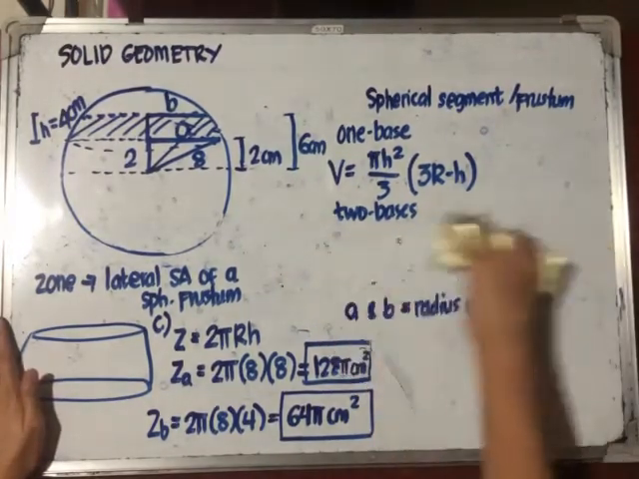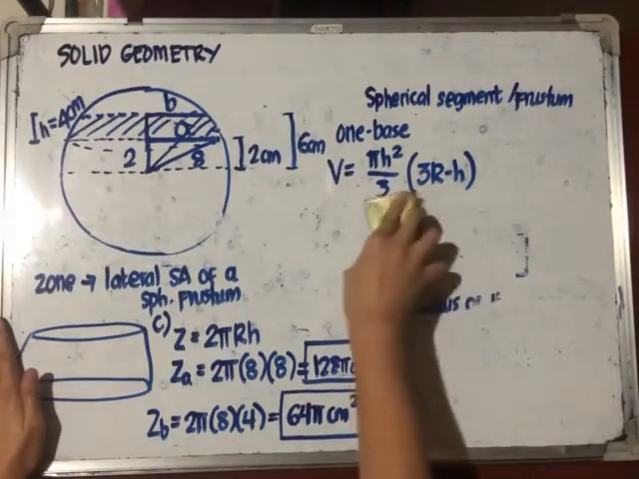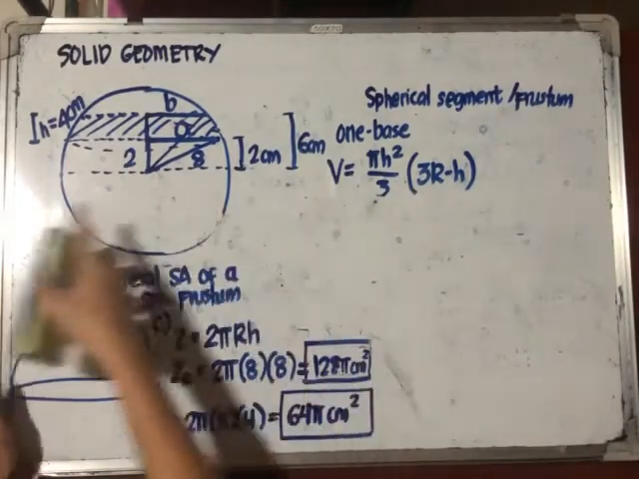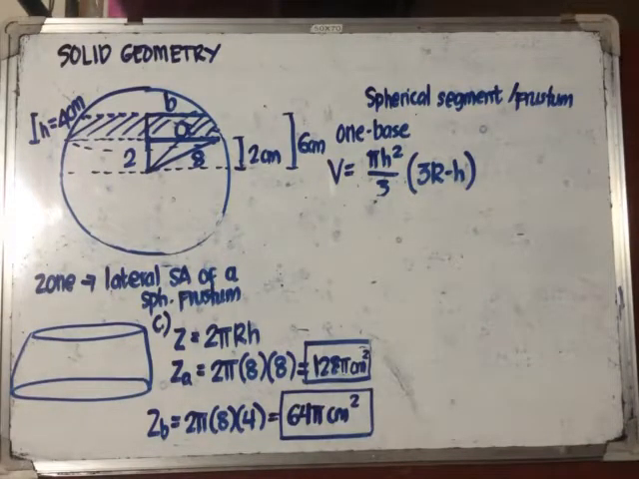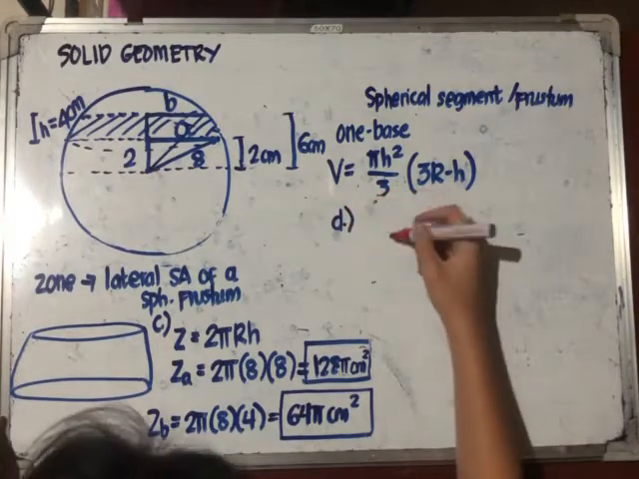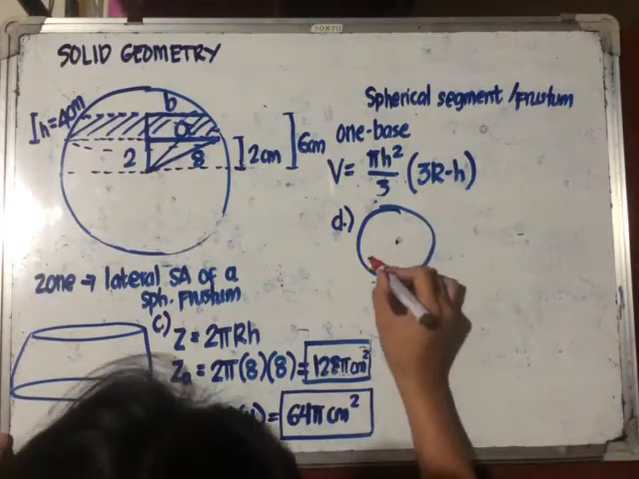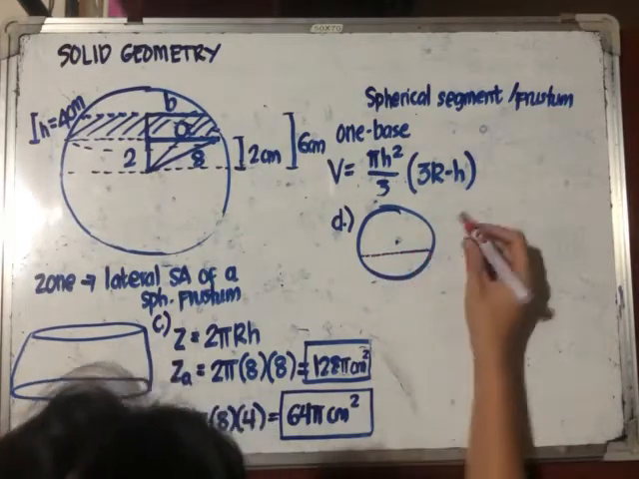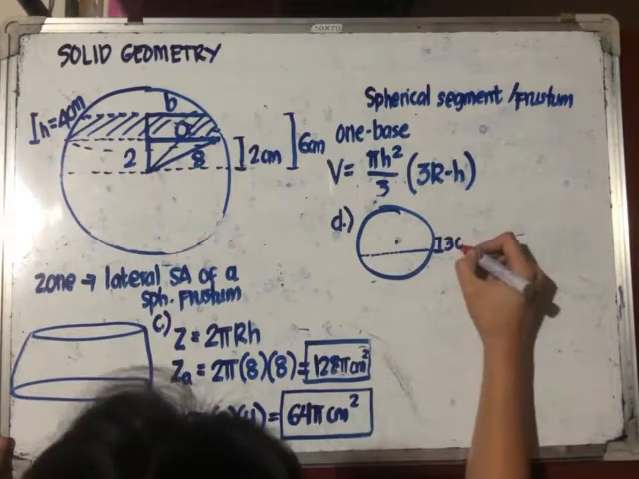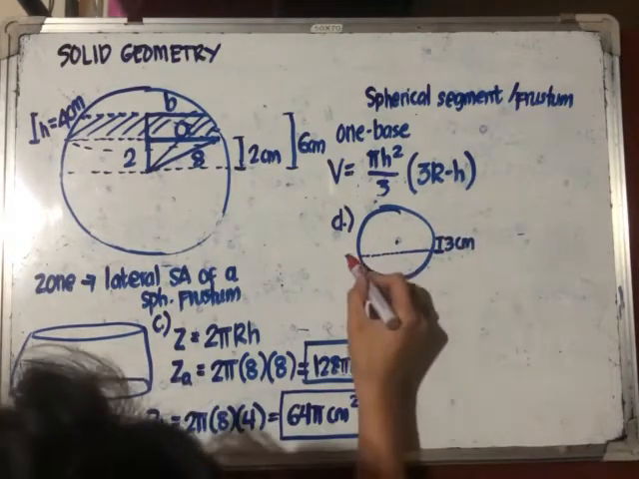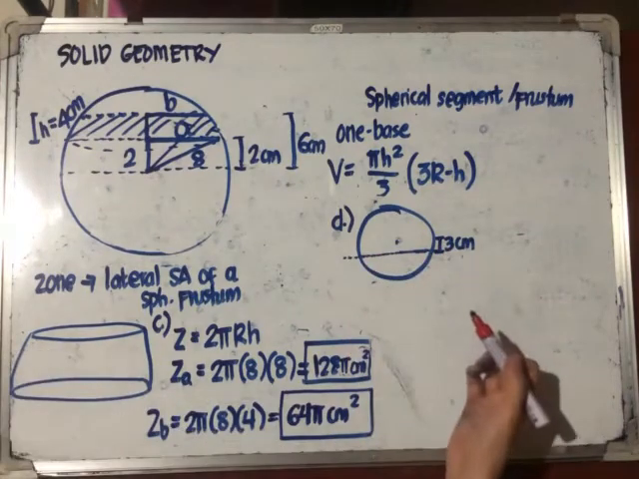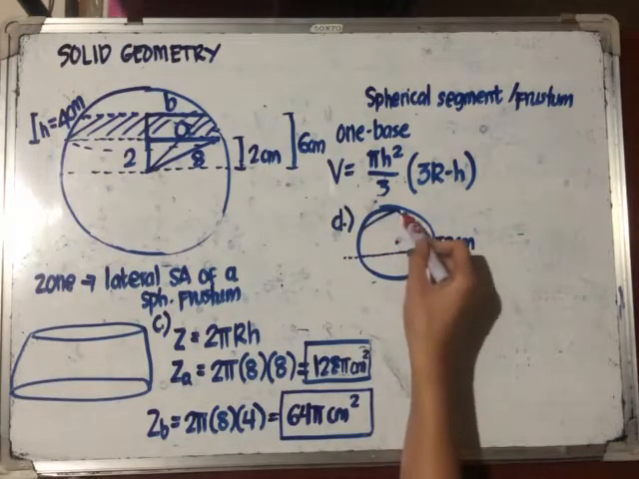So, we are now asked to find the volume of the larger portion of the sphere if we are to pass a single plane 3 cm from the center. Let me draw that one. We have a circle here and this is the center. And then, 3 cm from that, this is the 3 cm part, we are to pass a plane. Okay, we need to determine the volume of the larger frustum.